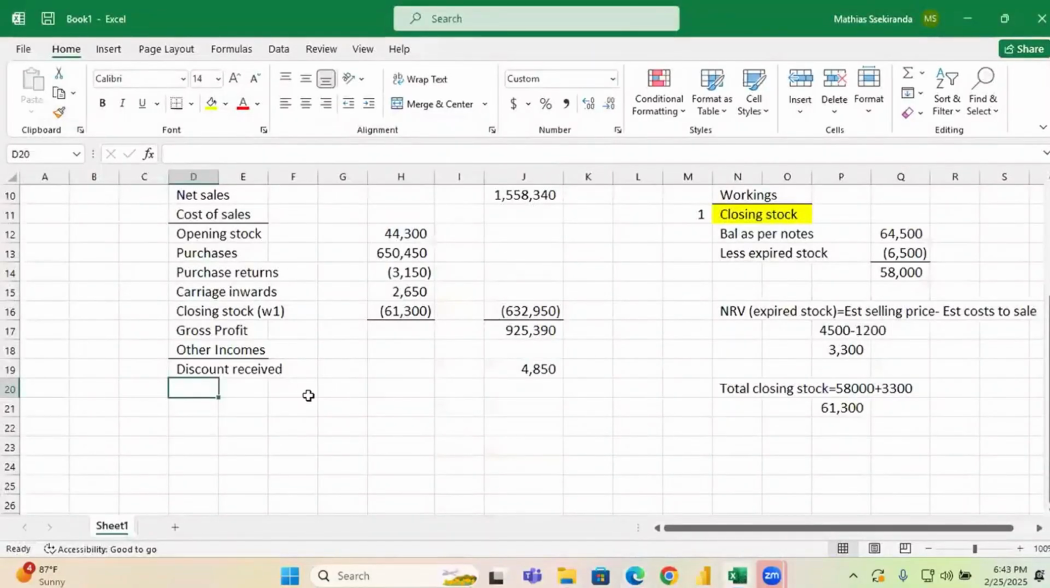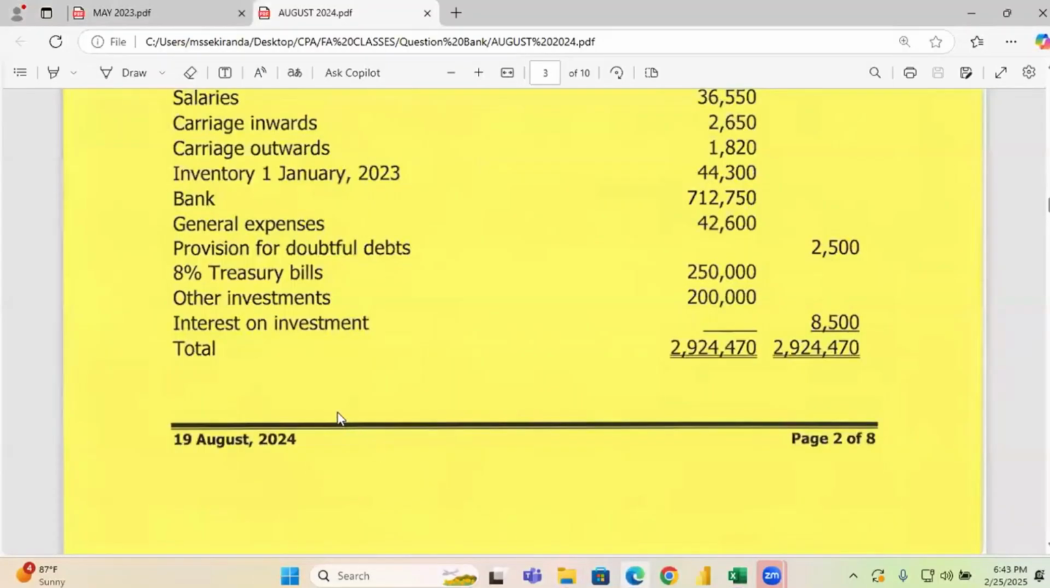But at the same time, we had a note on it. We shall go and see the note. Interest on investments, it is an income. It's like you have fixed your money and it has come to maturity, you get your interest. You have bought treasury bills, you get your interest, okay? So now, but let's first go and read the note.